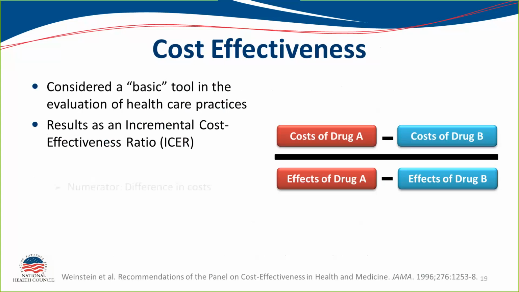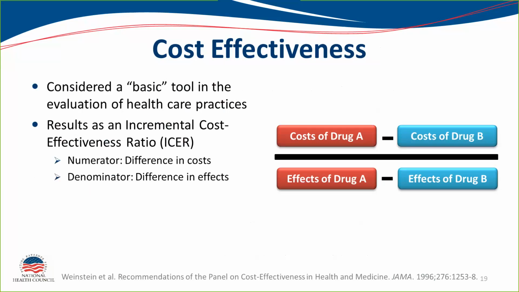And really all it is is a difference in cost. You can see in the picture here on the right, we have cost of drug A minus cost of drug B in the numerator. In the denominator, we have the effects of drug A minus the effects of drug B. And the reason why I mentioned the QALY in the previous slide is that in most cost effectiveness studies, the effect number comes from that quality adjusted life year. And you could do it just by pure life years alone if you're just looking at mortality.